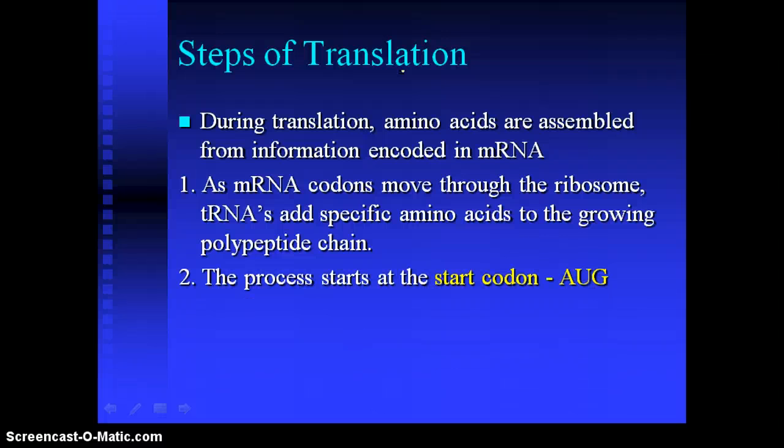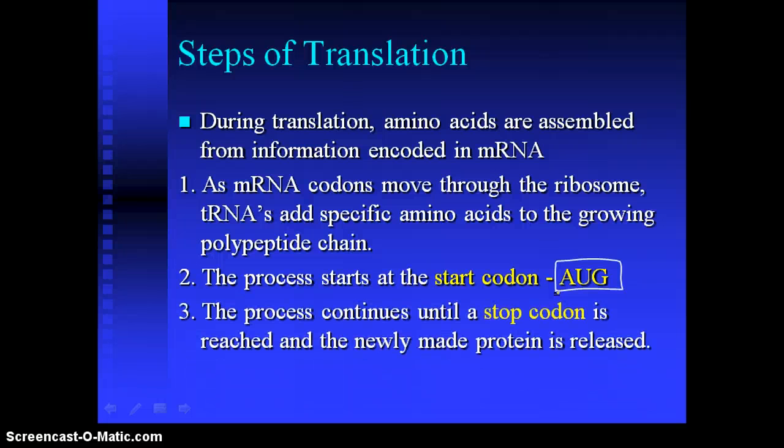2, the process starts at the start codon. It will always start here. It will never start anywhere else. If AUG is messed up, it will not start at all. So it always starts at that 3-letter code. And the process continues until a stop codon is reached. And there's 3 different stop codons I'll give you on another slide. At that point, the amino acid chain is done and it's considered to be a protein.